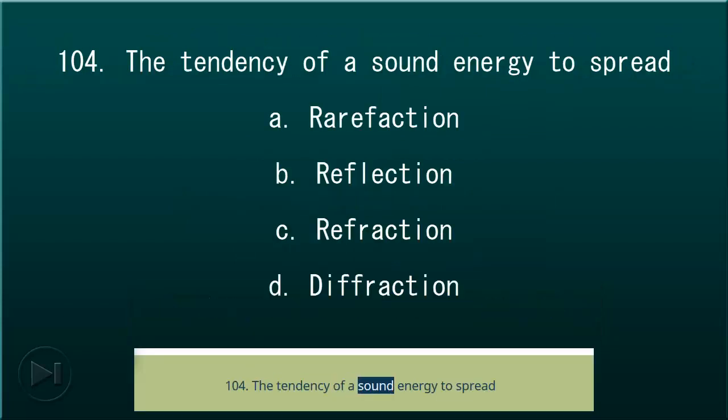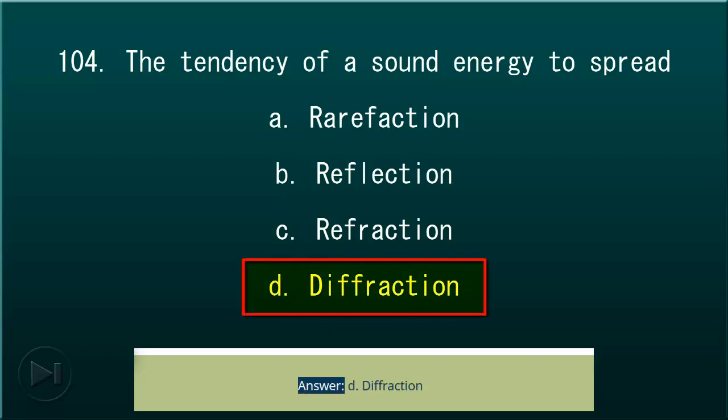104. The tendency of a sound energy to spread. A. Rarefaction. B. Reflection. C. Refraction. D. Diffraction. Answer, D. Diffraction.